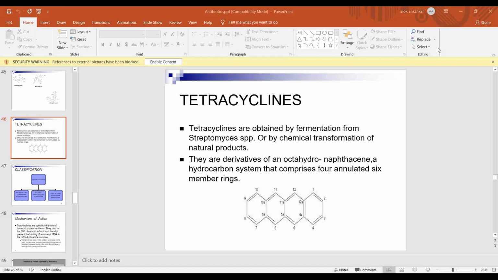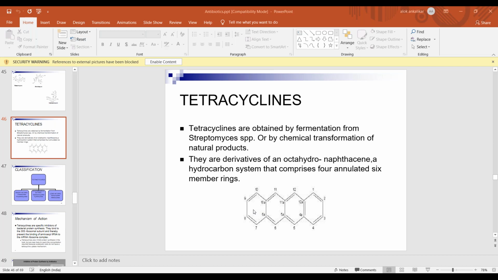Okay, now we'll begin with the next class of antibiotics, and that is tetracyclines, which are also obtained from the Streptomyces species. And if you see the structure of a typical tetracycline, you see four rings which are fused with each other. The name of this structure is the octahydronaphthalene ring system. These are four annulated six-membered ring systems which are fused with each other.